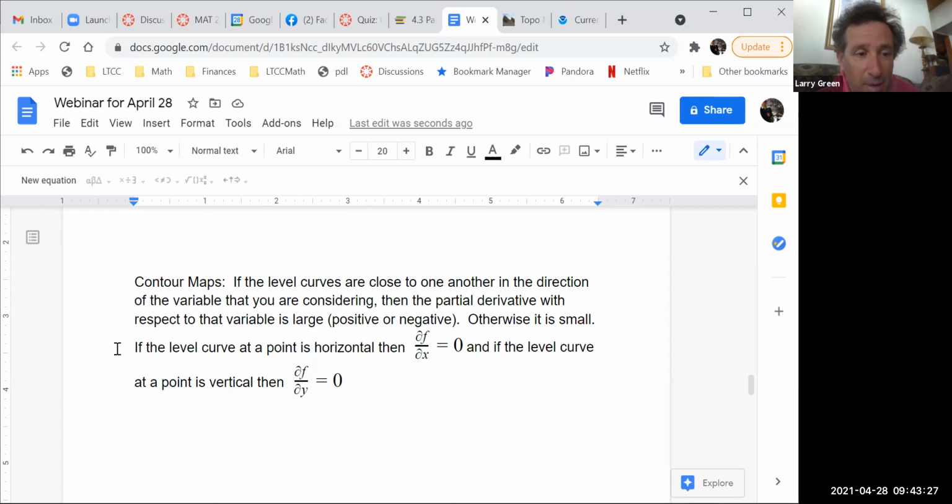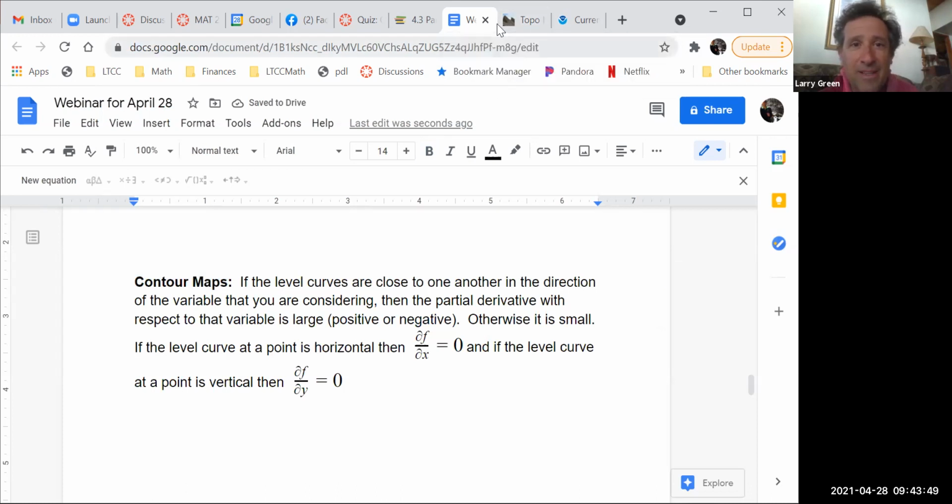Otherwise it's small. If the level curve at a point is horizontal, then del f del x equals 0. And if the level curve at the point is vertical, then del f del y equals 0. So let me show you some pictures. I think the best way to do this is actually give you examples.